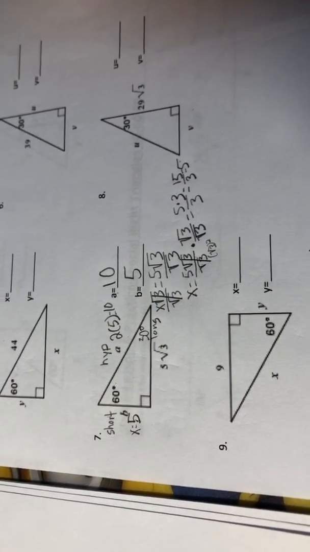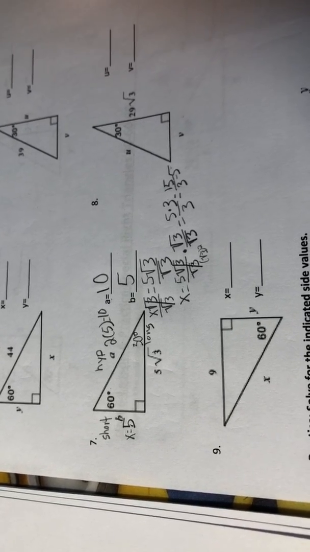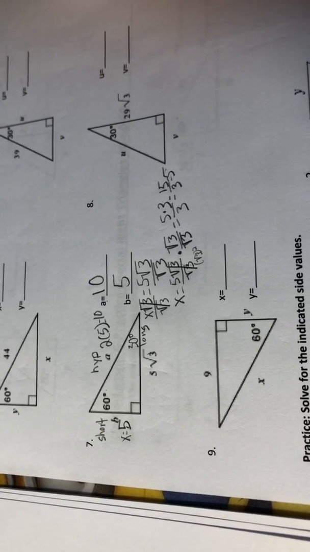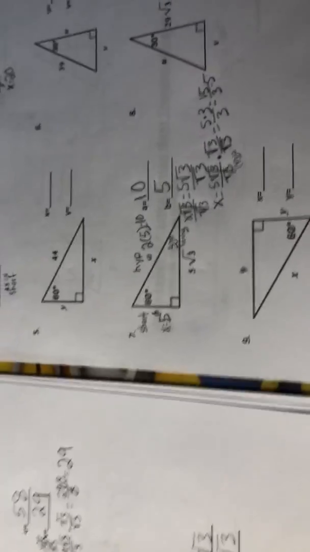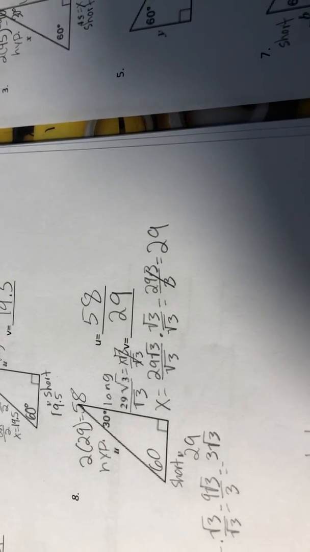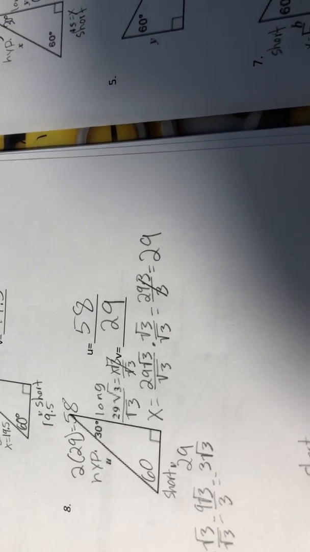Now take time to try 8 and 9. For 8, you should have gotten something similar to this. For 9, you should have gotten something similar to this.